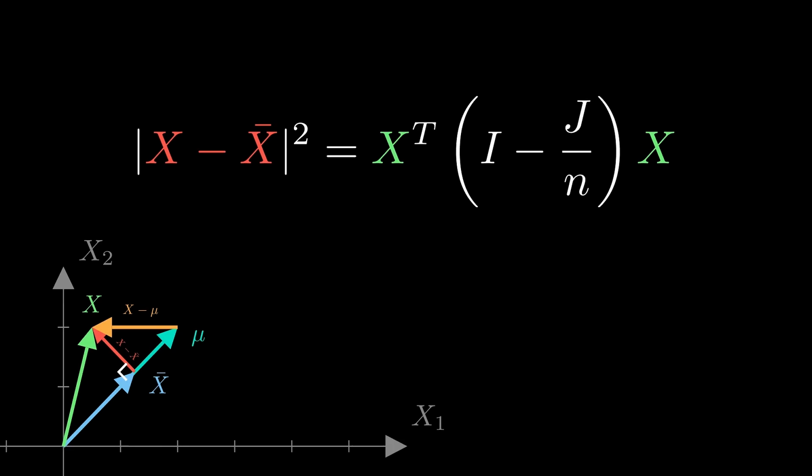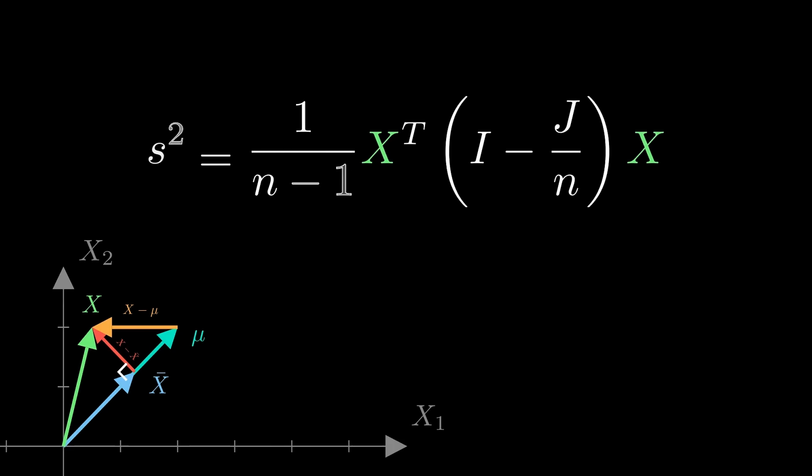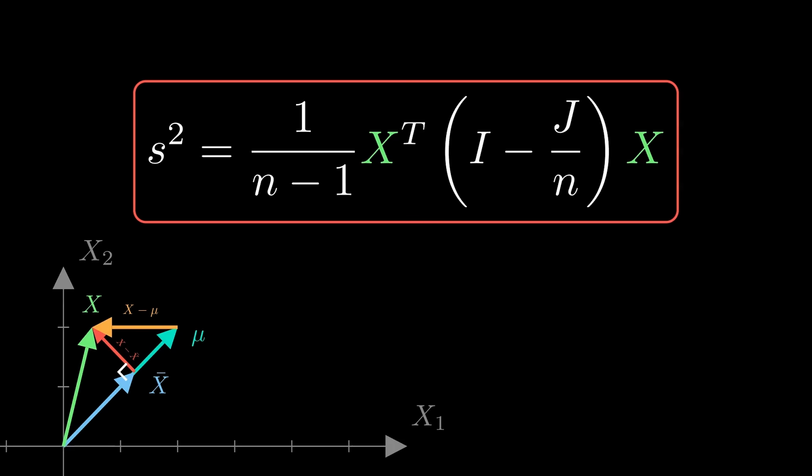And so our result for the residual vector looks like this: x transpose times I minus J over n times x. This is the quadratic form representation for the squared length of the residual vector. And this part in the middle, the I minus J over n, is the matrix for the quadratic form. And again, dividing this value by n minus 1, which are the degrees of freedom for the residual vector, will give us back the sample variance for our data.